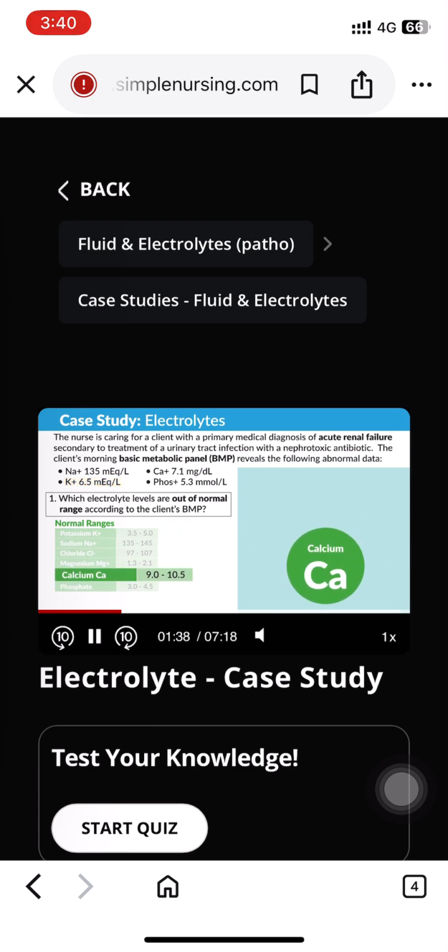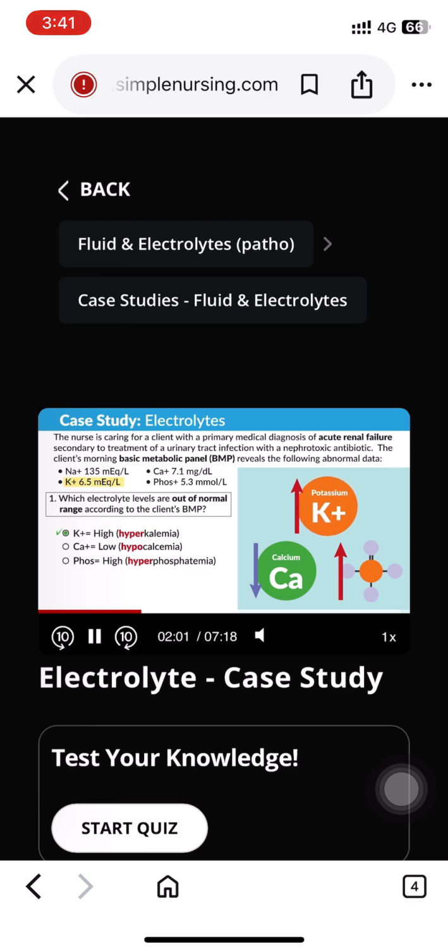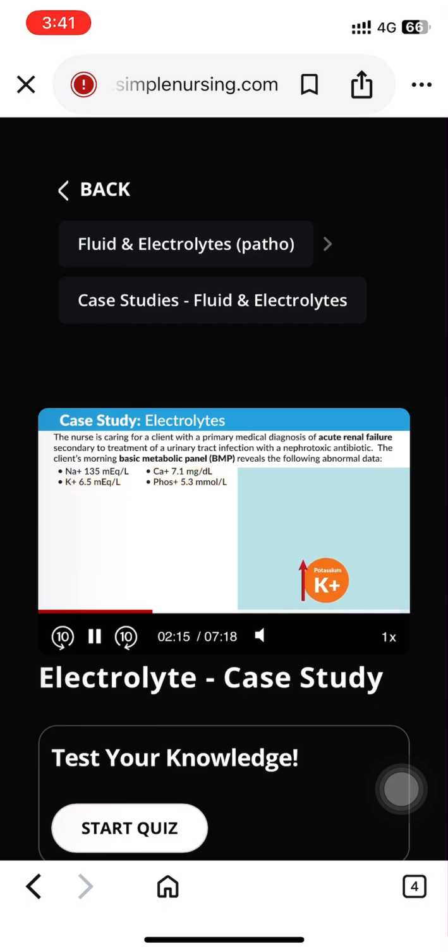Now, in terms of calcium, that's Ca+, normally between 9.0 and 10.5. So we have a 7.1 here. That is pretty low. And we know when calcium is low, well then phosphate will be high, since they work inversely. So phosphate is 5.3, which is high, as expected, because normally it's 3.5 to 4.5. So the correct answer is K, or that potassium, that is high, hyperkalemia, and calcium that is low, that hypocalcemia, and phosphate is high, that hyperphosphatemia.